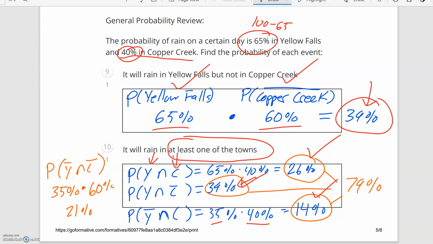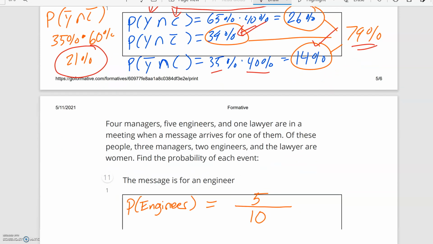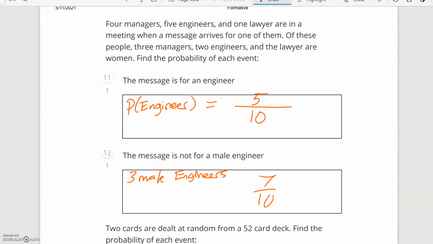That's one way you could do it. Another way is to calculate the probability of it not raining in Yellow Falls and not raining in Copper Creek. That would be 35 times 60%, which is 21%, and since it all adds up to 100%, I can take the 21 and subtract it from 100, and notice we get the exact same answer of 79%. So there are 2 different ways you can do it. I just want to show you both in case you preferred one or the other. Moving on to the next one.